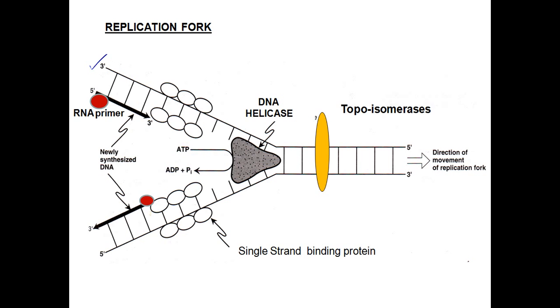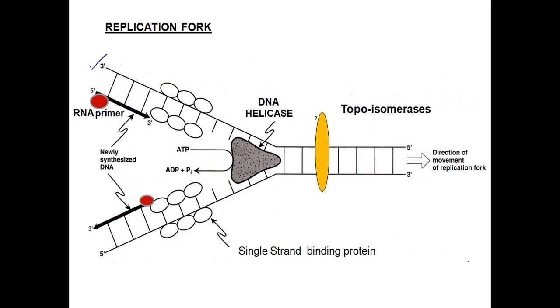Now you know that DNA is a double stranded DNA. Now two strands are there. As DNA helicase moves inside the double strand DNA, it causes opening of the two strands. This is called unwinding. So this unwinding is caused here by DNA helicase. It acts like a zip, so it unzips the double strand DNA and moves on.